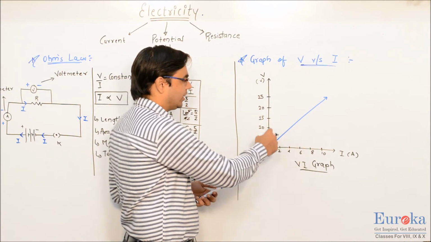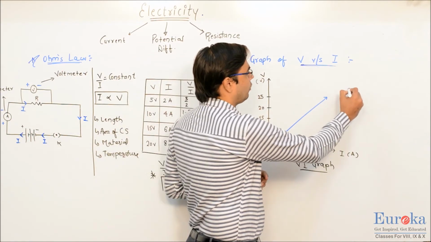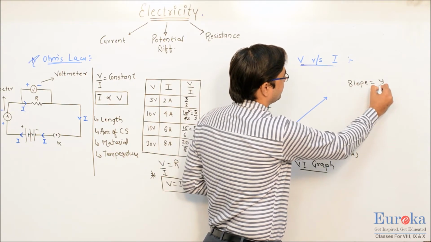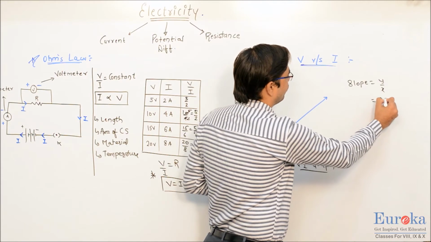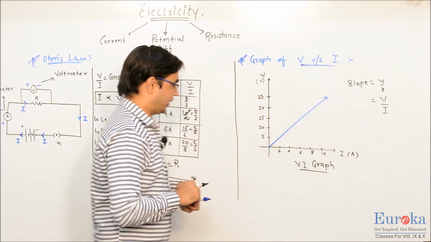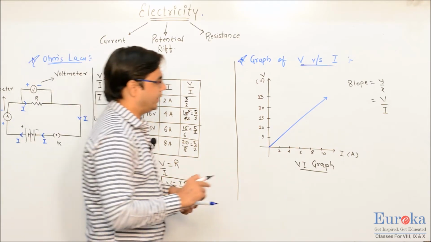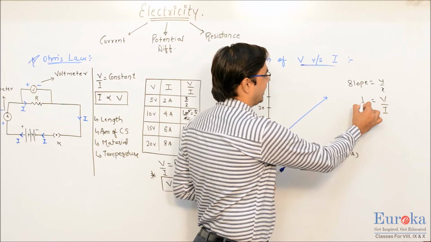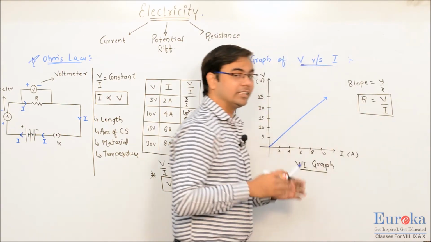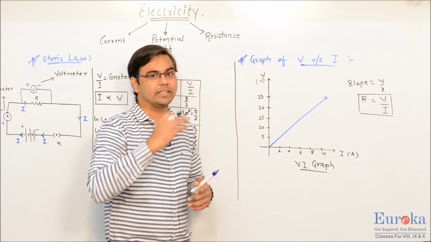This line out here, if you try to find its slope, then we know the formula for slope of any graph is always y upon x. Here on the y-axis we have voltage and on the x-axis we have current. I hope you remember what V upon I is. It is nothing but R. That means the slope of the VI graph actually gives us the resistance of the conductor. So the more the slope, the more will be the resistance.